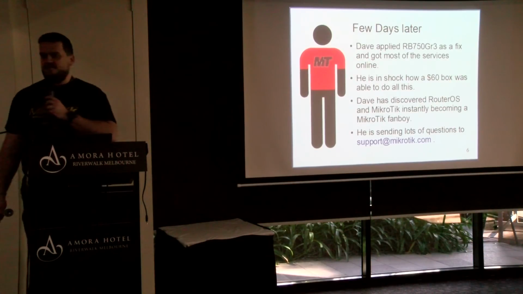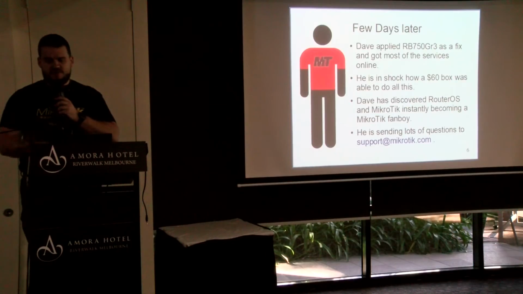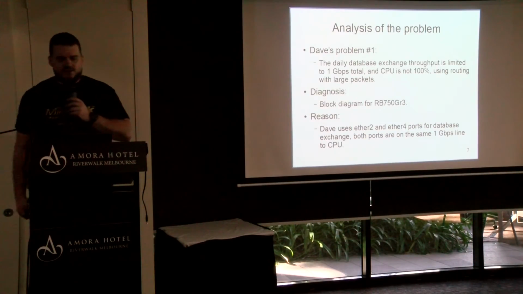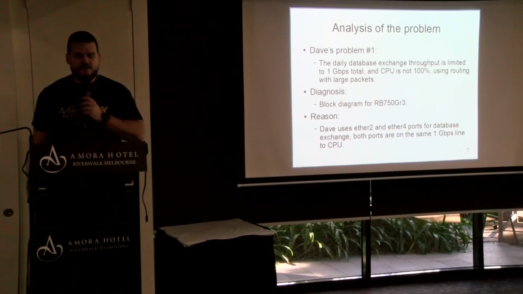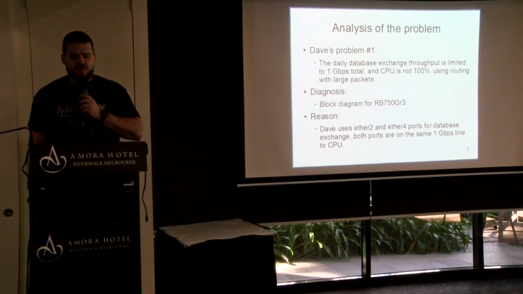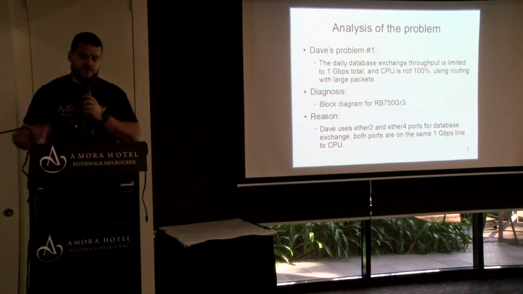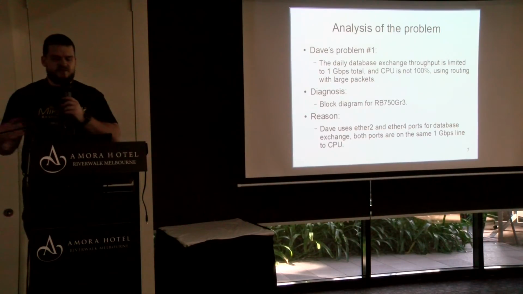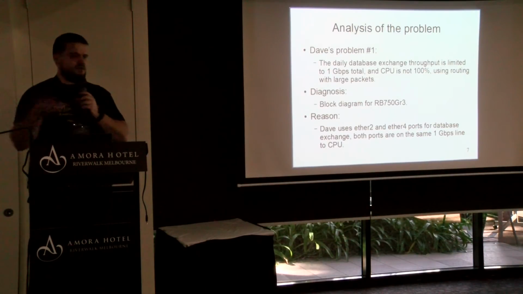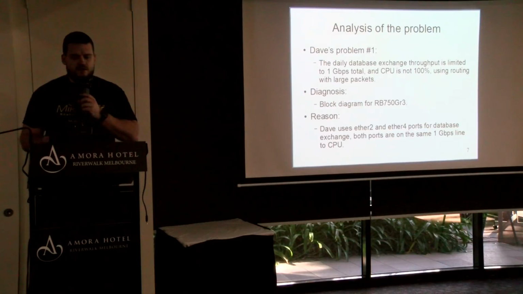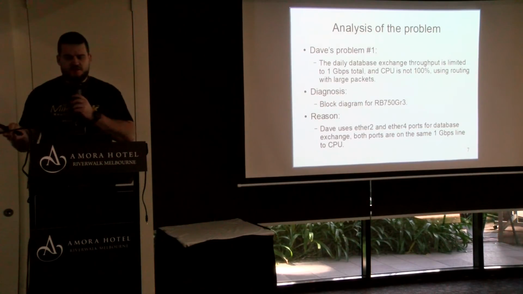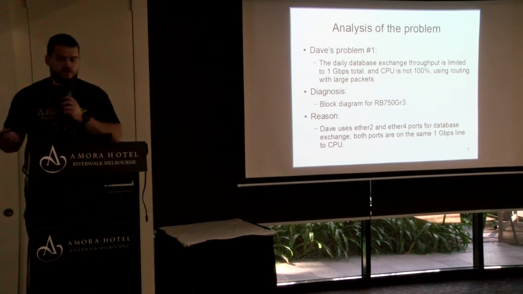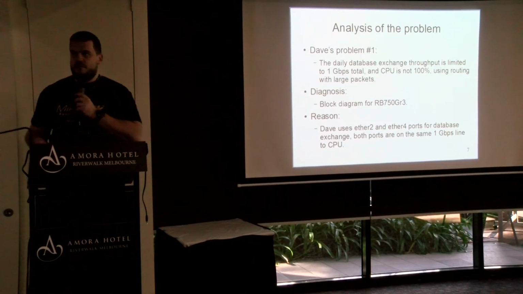So, of course, Dave runs into a problem. Let's start with the first problem. He has a daily database exchange. And for some reason, this exchange is limited not to 1 gigabit full duplex, but to 1 gigabit half duplex. And the CPU is hitting 100%. He's using routing with large packets, and he doesn't know how to diagnose that.